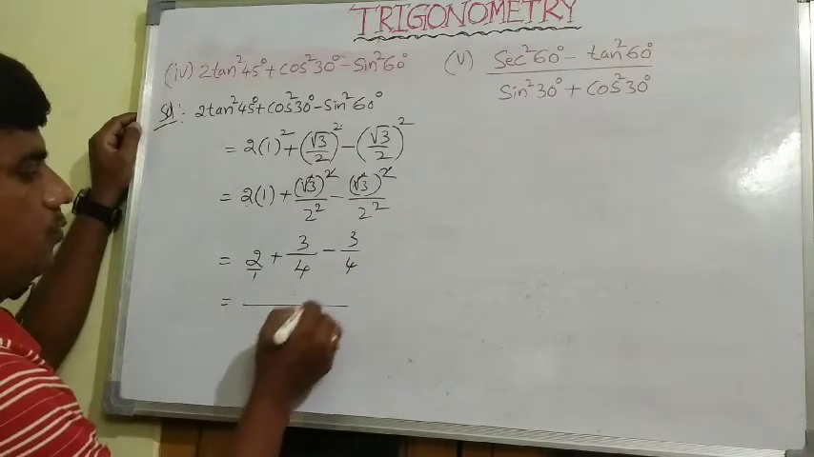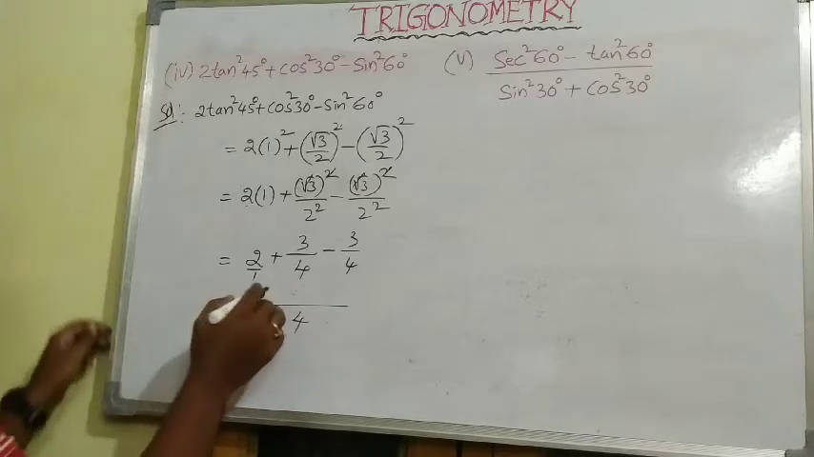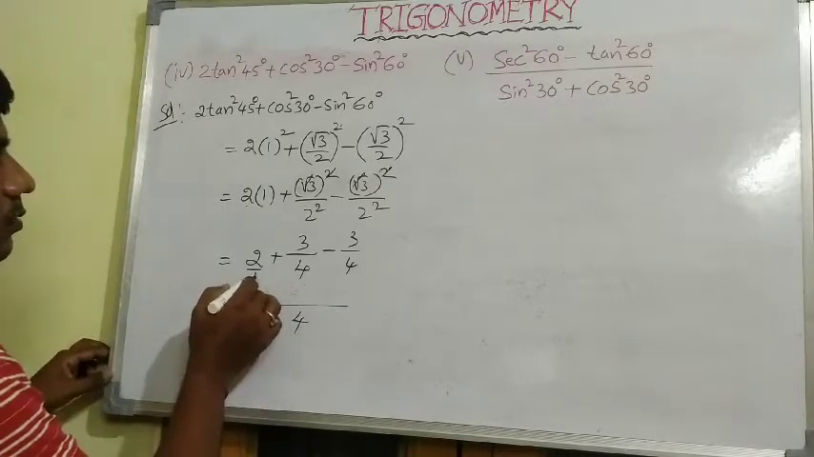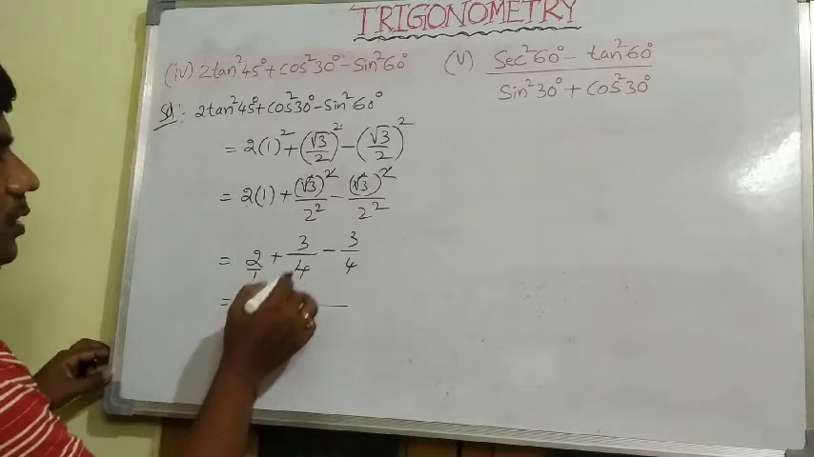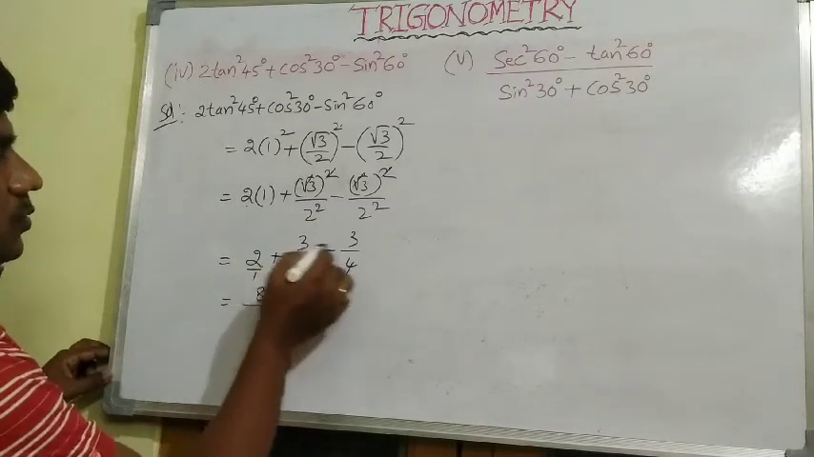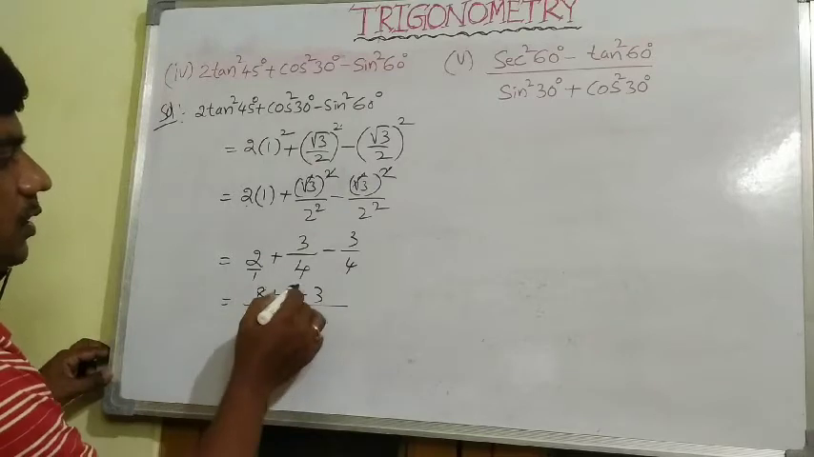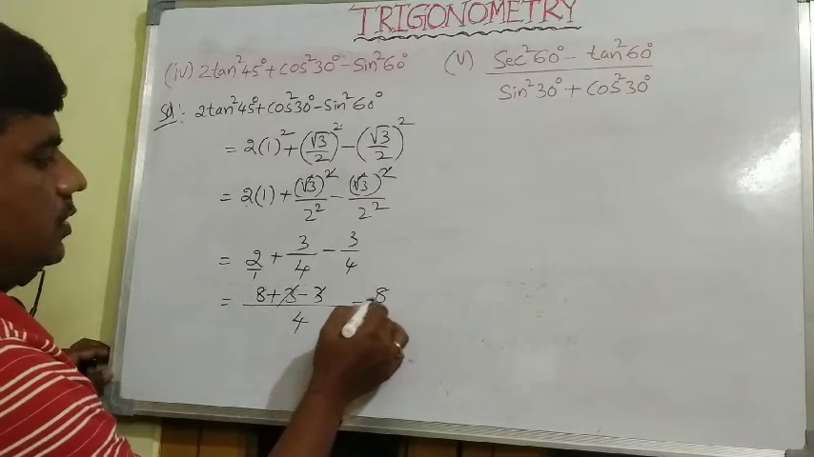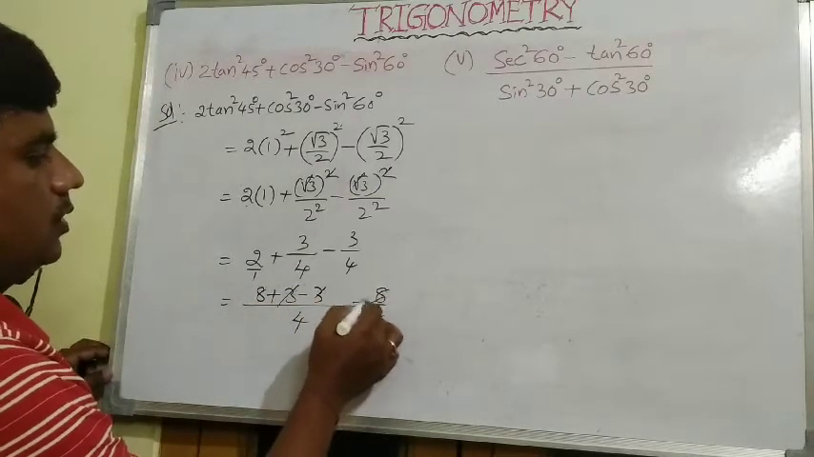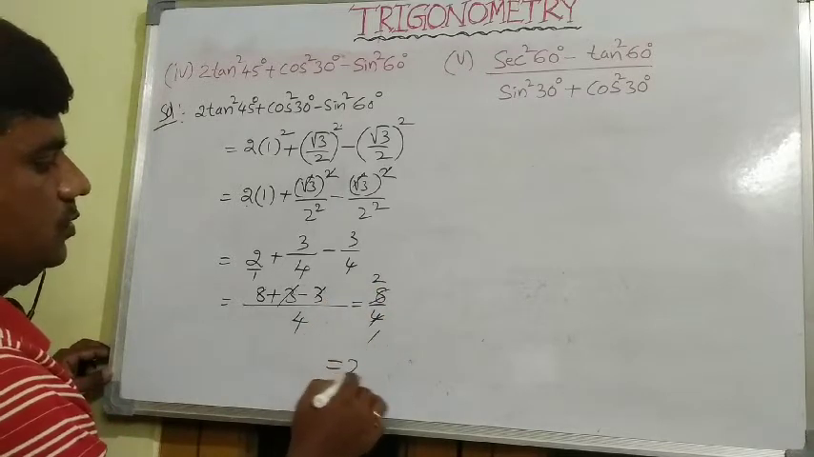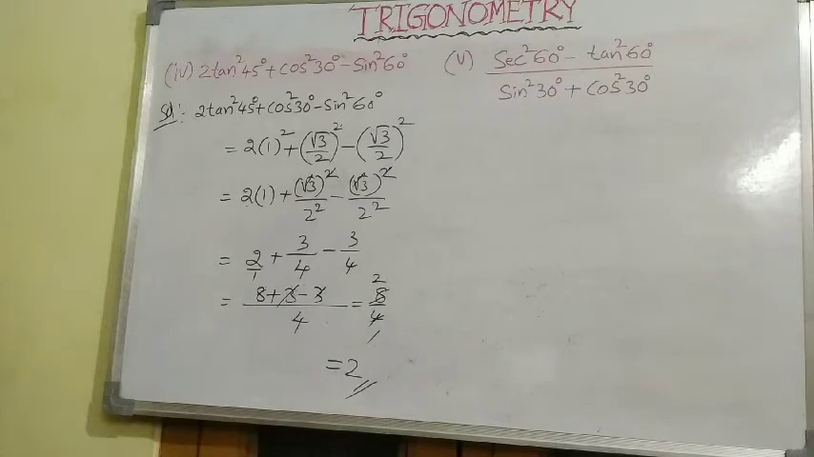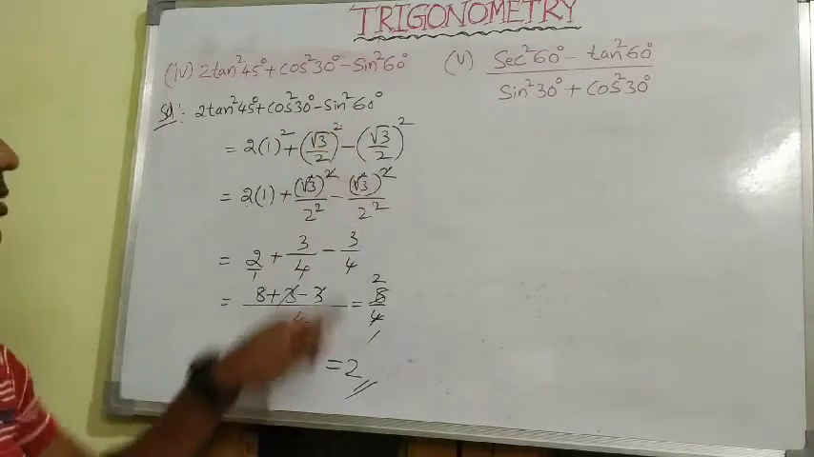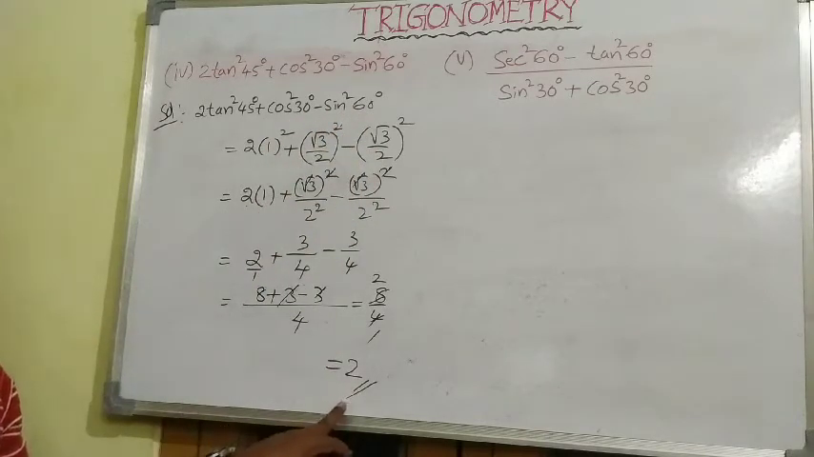So 1, 4, 4, the LCM is 4. So here 4 increases, so we have to multiply with 4. 4 twos are 8, plus here 4, 4 LCM, so directly the numerator 3 minus 3. So plus 3 minus 3 cancel, 8 by 4. 4 ones are 4, 4 twos are 8, so the answer is 2. So 2 tan square 45 plus cos square 30 minus sin square 60 value is 2. So this one is the fourth one.